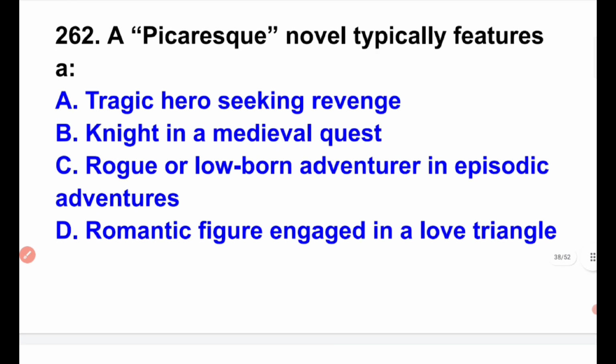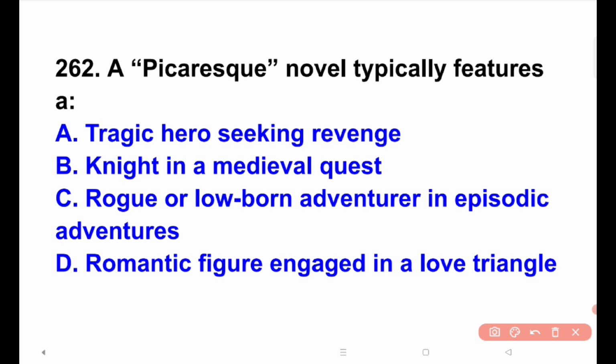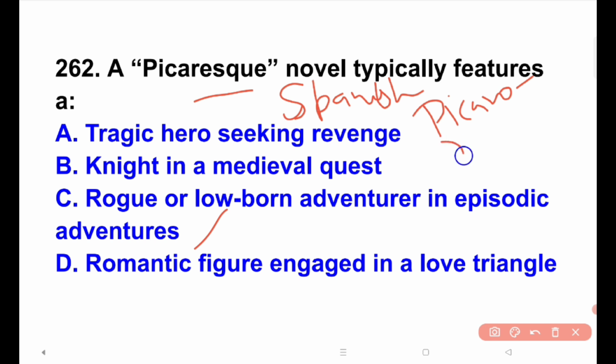Next, picaresque. What is picaresque? A novel that typically features, option C, a rough or low-born adventurer in episodic adventures, from the Spanish picaro. The Spanish word picaro means rough, rogue.